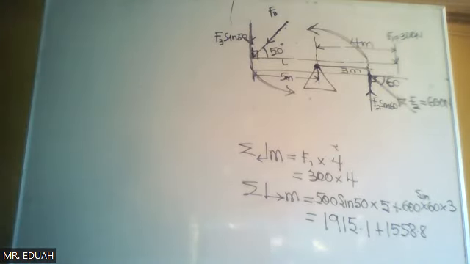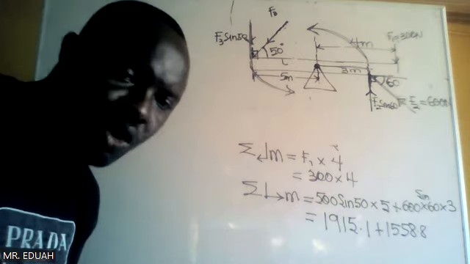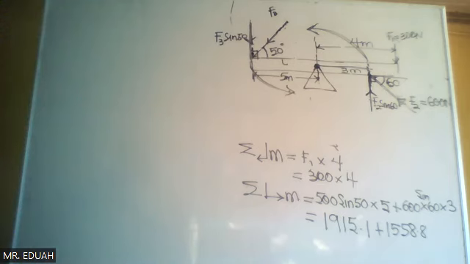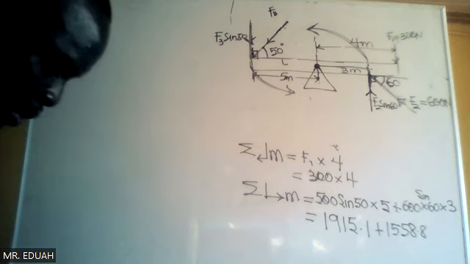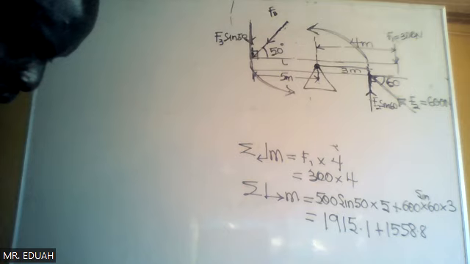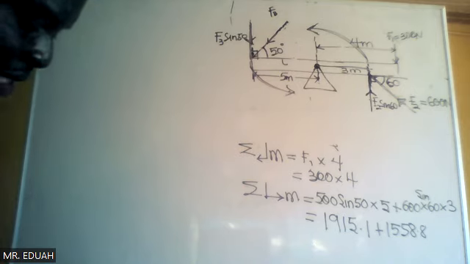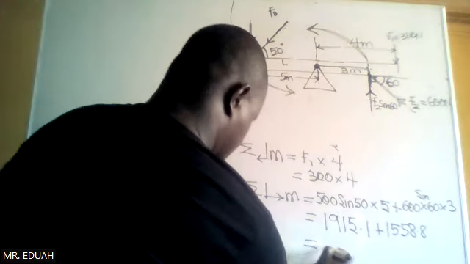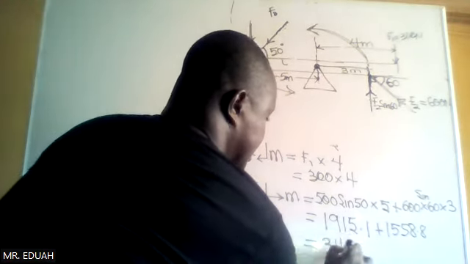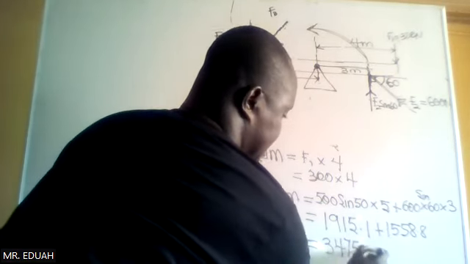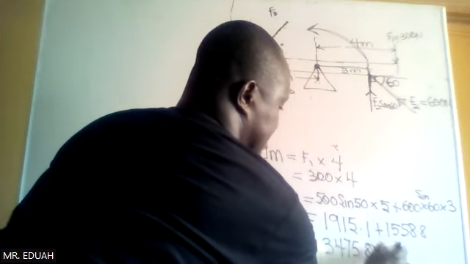Akosua, are you okay? To the whole house, are we okay? Okay, so let's add whatever we've had. This plus 1915. So the sum of anti-clockwise moments we have is 3475.8 Newton meter.